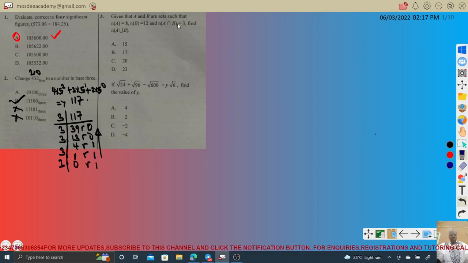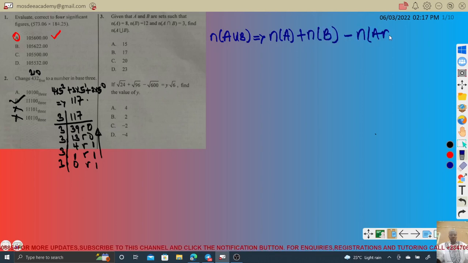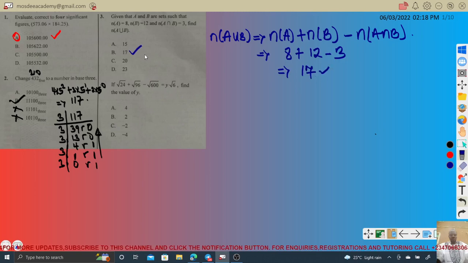The next is number 3. Question number 3. Given that A and B are sets such that the number of elements in A is 8, that in B is 12, and the number of elements in A intersection B is 3. We have to find A union B. I think this thing is common. Number of elements in A union B, we've done that in my classroom, both online and offline. Videos are available. It is the number of elements in A plus the number of elements in B minus the number of elements in A intersection B. This is popular. In fact, the GC question we did the last time also had something like this. 8 plus 12 minus 3. So directly everybody knows this is 17 and this is option B. So that's the answer to that.